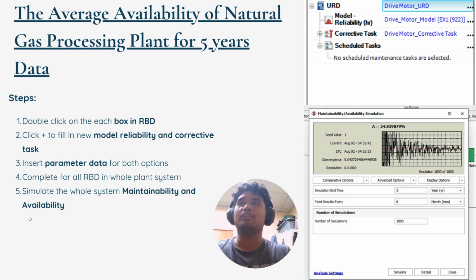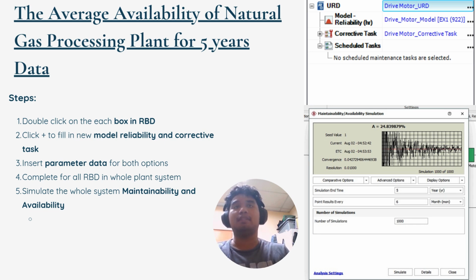In this slide, I will explain the average availability of the natural gas processing plant based on 5 years of data. To evaluate the plant's overall maintainability and availability, we use a reliability block diagram (RBD) approach. Each block in the RBD represents a key component or subsystem in the plant. The first step is to double-click each box in the RBD to configure the equipment block. Then, we click the plus icon to input two models, one for reliability and another for corrective tasks.